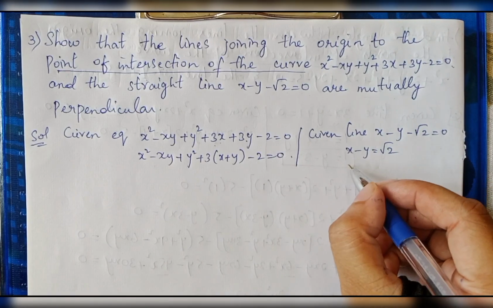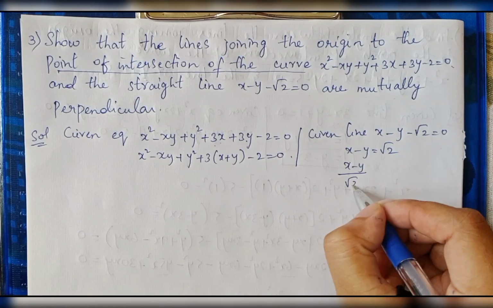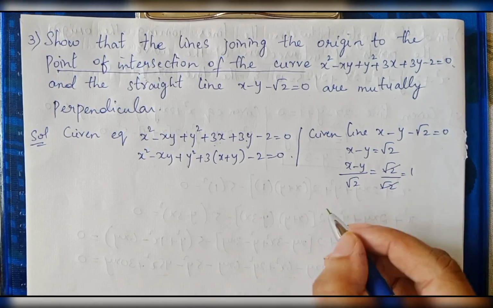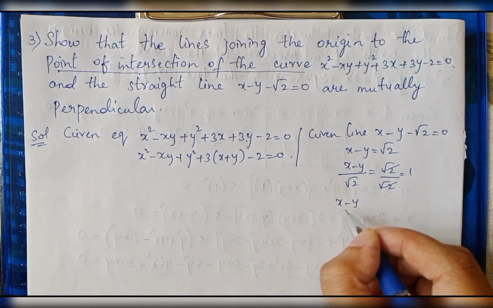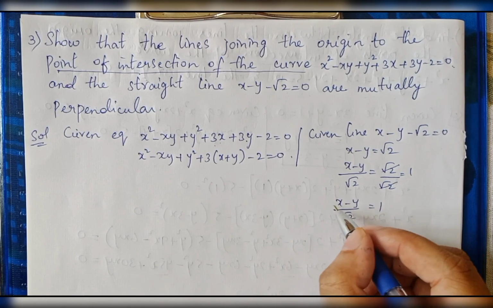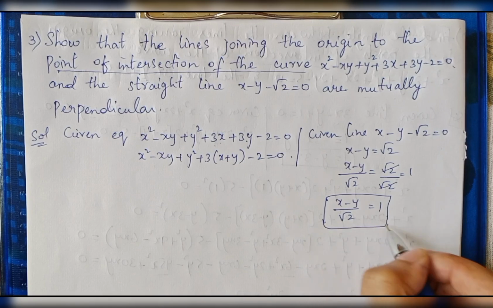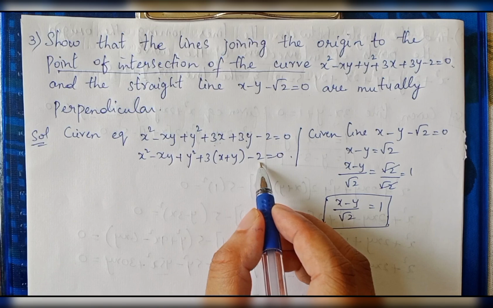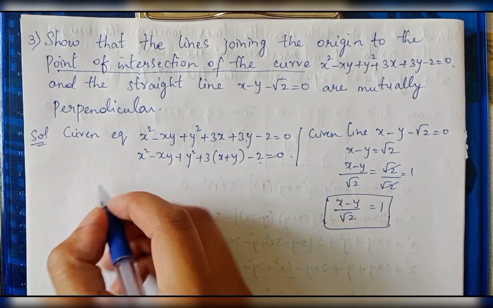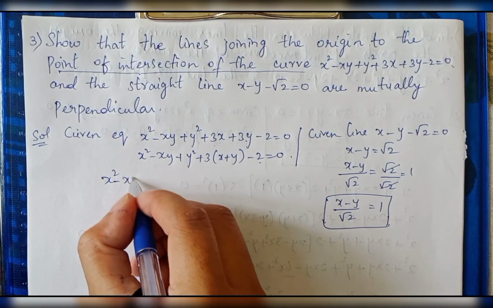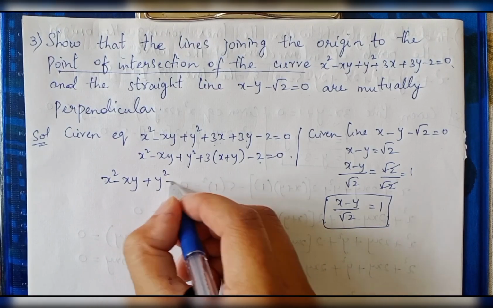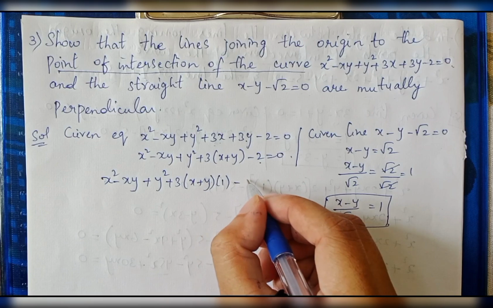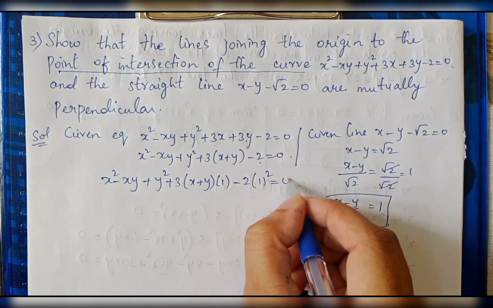Dividing the equation by root 2, it is x minus y by root 2 is equal to root 2 by root 2. Root 2 gets cancelled, so it is 1. So x minus y by root 2 equals 1. This is the value we are going to use. Now for the xy term, multiply by 1, and for the constant it is 1 square. So it is x square minus xy plus y square plus 3 into x plus y into 1 minus 2 into 1 square equals 0.